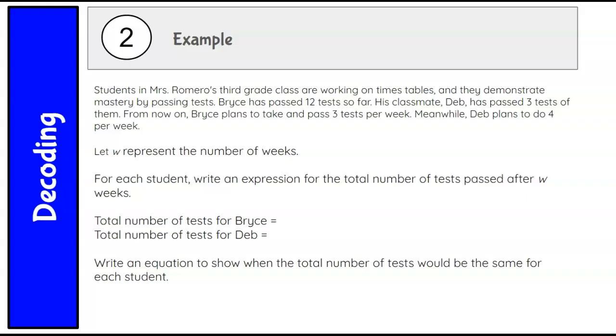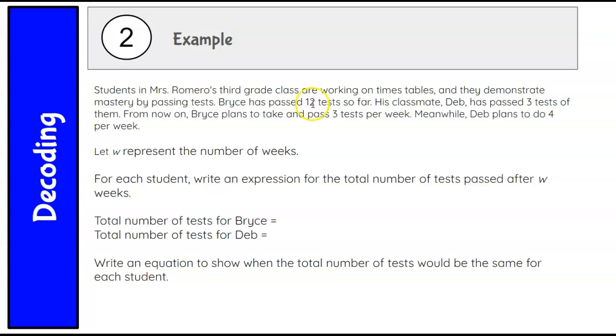Now, what it's asking us to do, for each student, write an expression for the total number of tests passed after W weeks. Total number of tests for Bryce, total number of tests for Deb. And then write an equation to show when the total number of tests would be the same for each student. And after that, Deb's going to pass them up, right? Because she's going to be doing more per week. Okay, so it says to write an expression. So this time we're not looking for an equation. We don't need an equal sign in our answer. It just says to write an expression for each of the students.